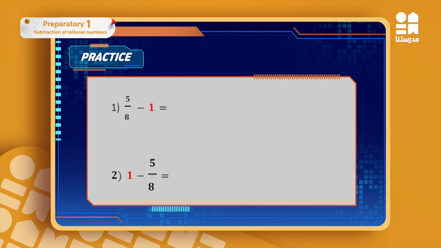We need to do this practice on the board. So here we have 5 over 8 minus 1. I can rewrite 1 as what? And here the second one also we have 1. So let's do them on the board.